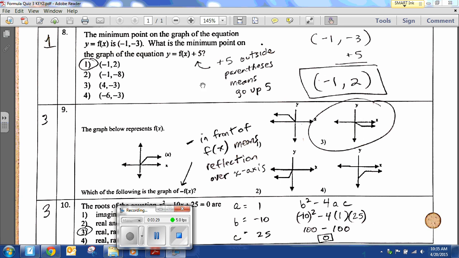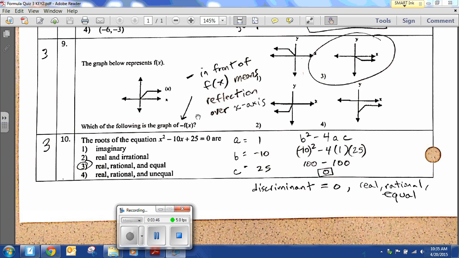Number 8. Because the +5 is outside of the parentheses, this means you are actually shifting upwards. It's a vertical translation of 5 units, which means the y value changes. So -3 + 5 is +2. The answer is 1.